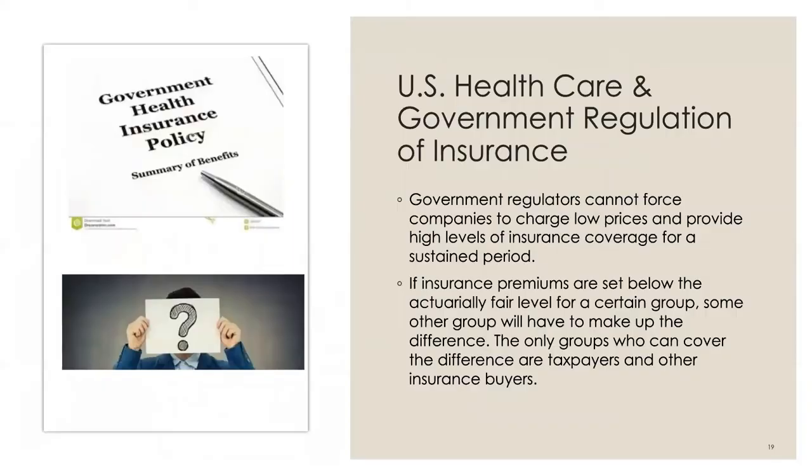So, on the government regulation of insurance, they cannot force companies to charge low prices and provide high levels of insurance coverage for a sustained period. If premiums are set below the actuarially fair level for a certain group, some other group will have to make up the difference. The only groups who can cover the difference are taxpayers and other insurance buyers.